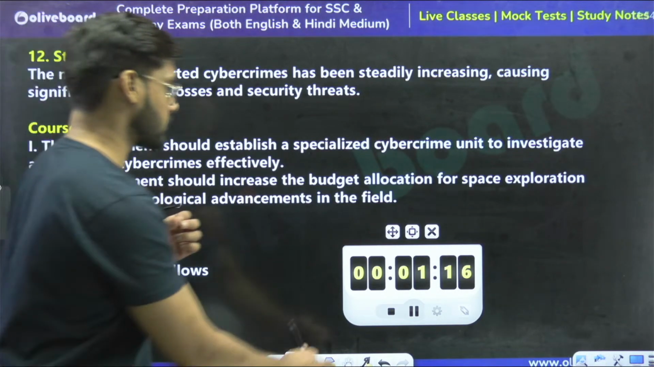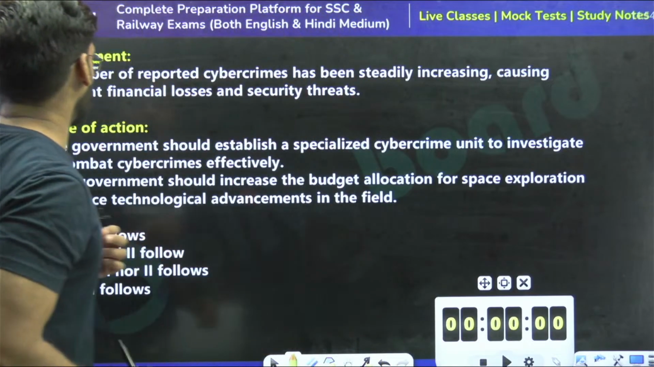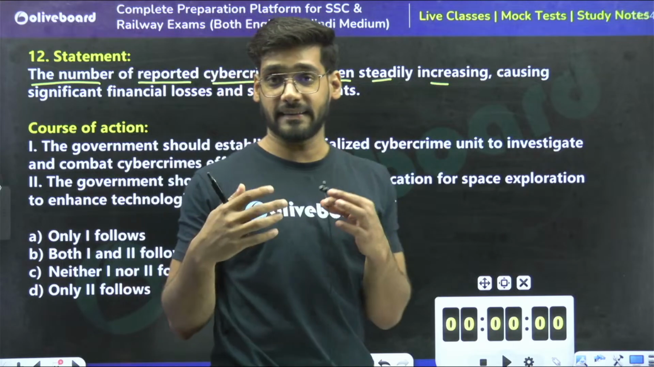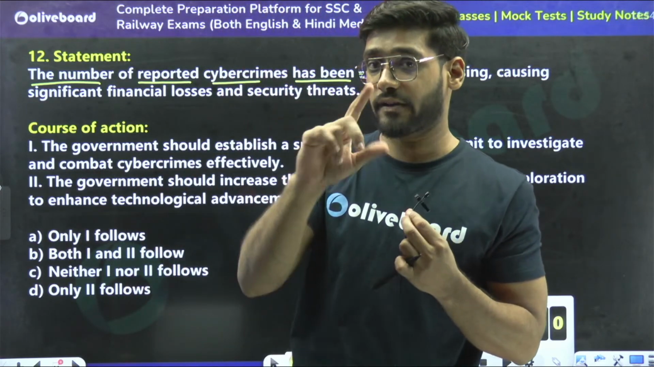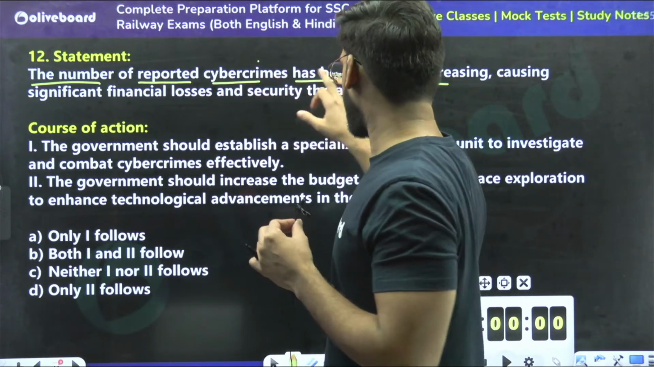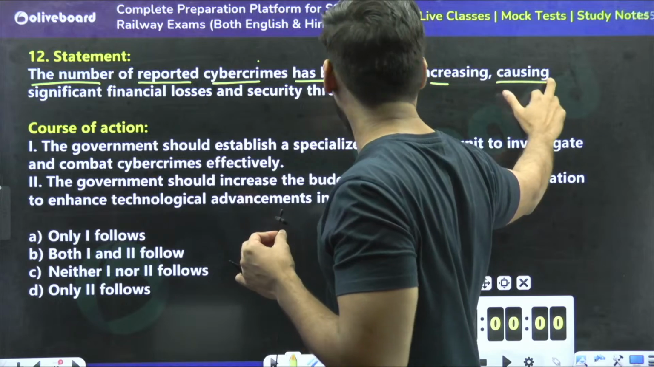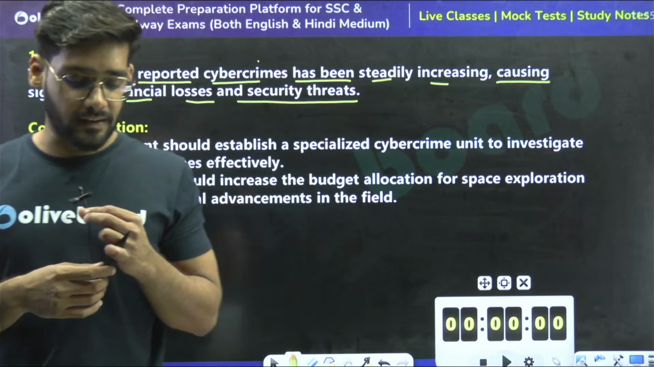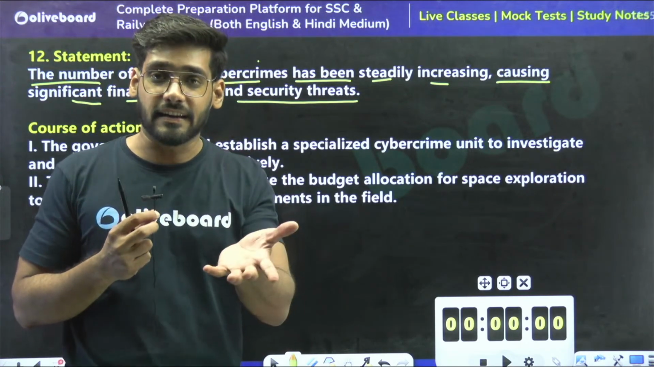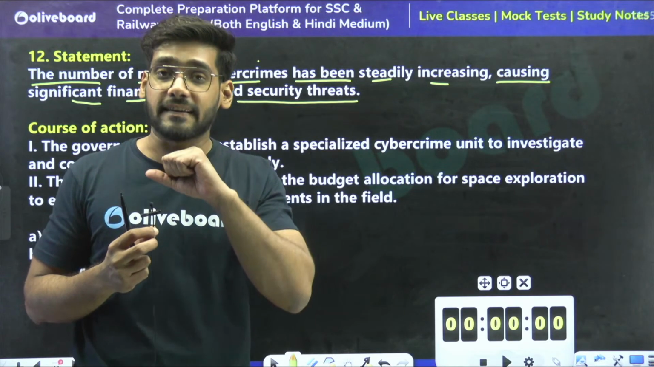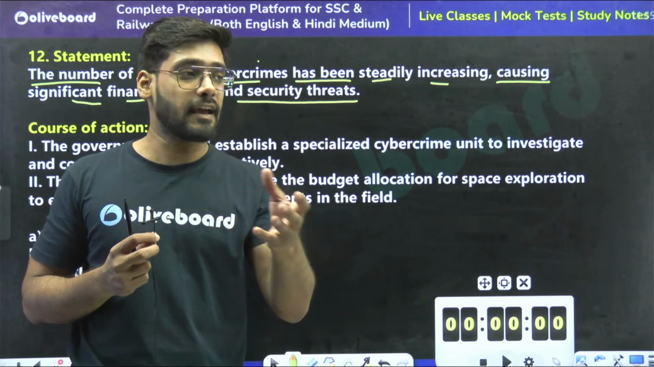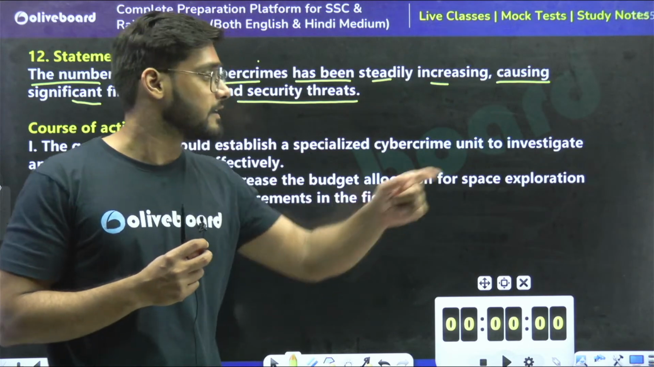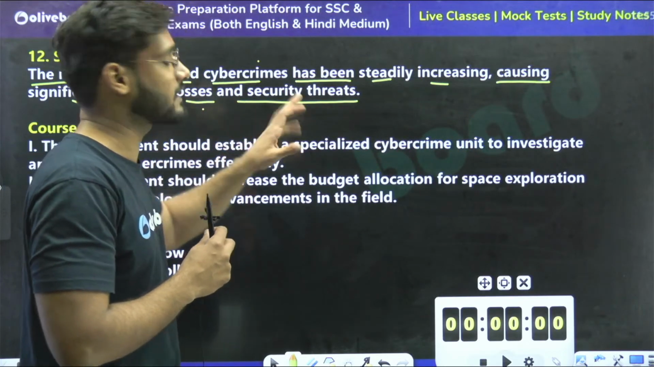Okay, let's see the right answer for this one. It is given that the number of reported cyber crimes has been steadily increasing, causing significant financial losses and security threats. If cyber crime is increasing, definitely it will increase the financial losses to the person. We are witnessing many times that our known ones have been defrauded by fake calls, OTP sharing, and many other things, right?